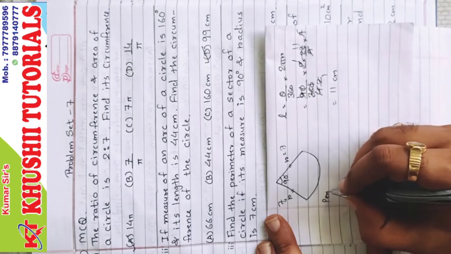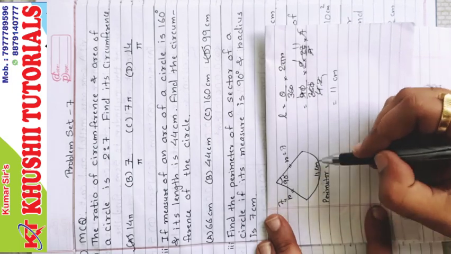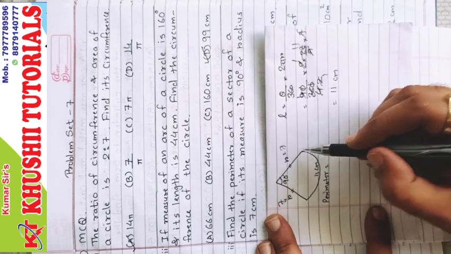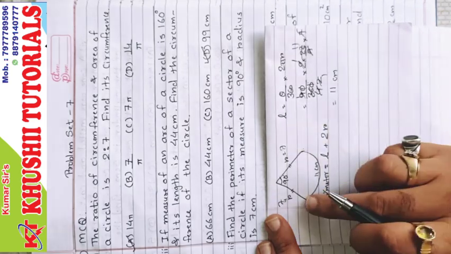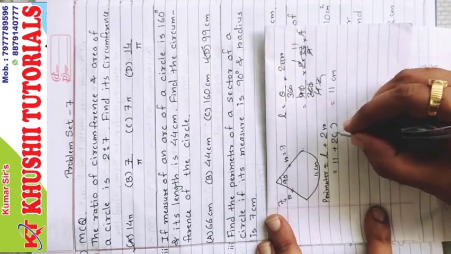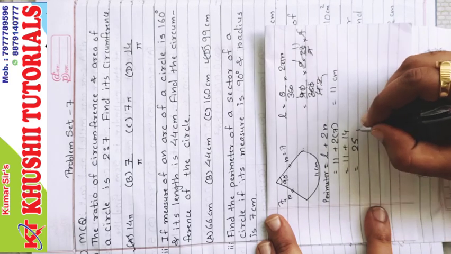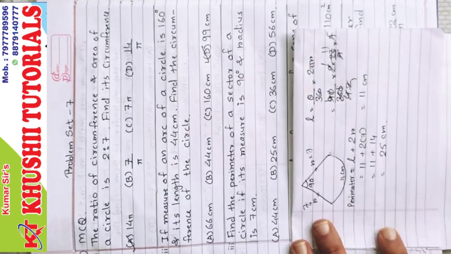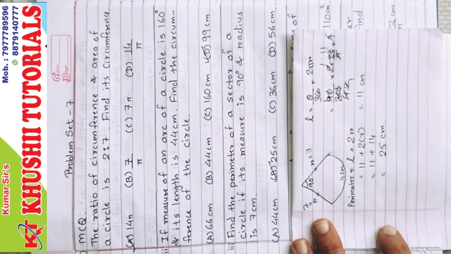Now the perimeter. You know perimeter means the sum of the lengths of the boundary, right? This curved part is 11 centimeter, then 7 centimeter and 7 centimeter. We know the formula also: the length plus double of radius, because it has one curved length and two radii. Length 11 plus double of 7, 11 plus 14 equal to 25 centimeter. So perimeter is 25 centimeter. Now options are A 44, B 25, C 36 and D 56. So B is the correct answer.